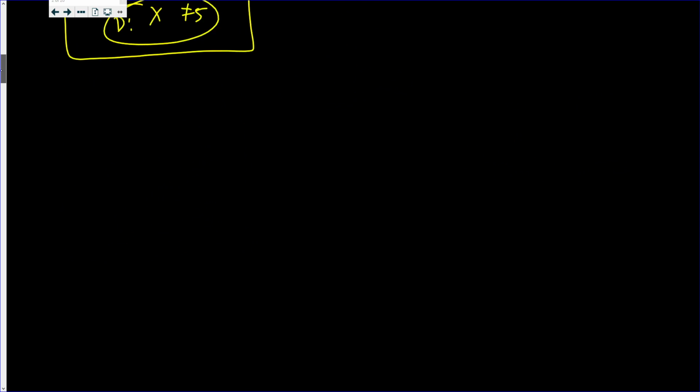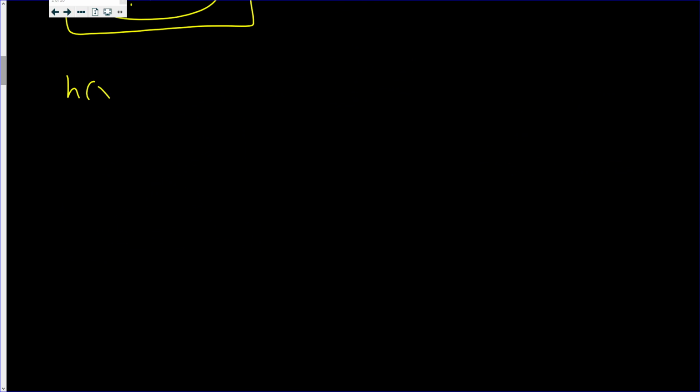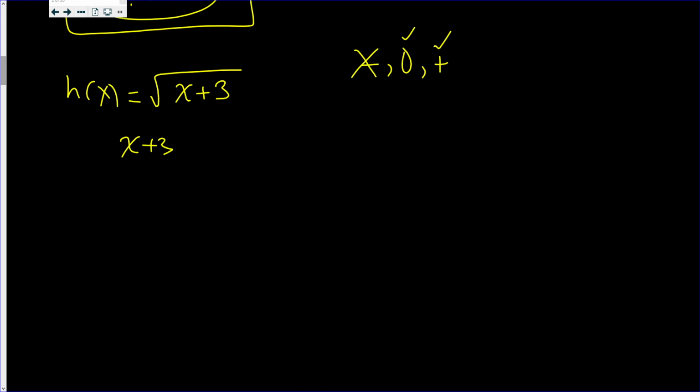Now, suppose you have that h of x is equal to the square root of x plus 3. Now, there are 3 types of numbers: negative numbers, the number 0, and positive numbers. You can take the square root of positive numbers. You can take the square root of 0, you'll get 0. You cannot take the square root of negative numbers. So what's under the radical sign can be 0 or positive. It can be bigger than 0, or it can equal 0.